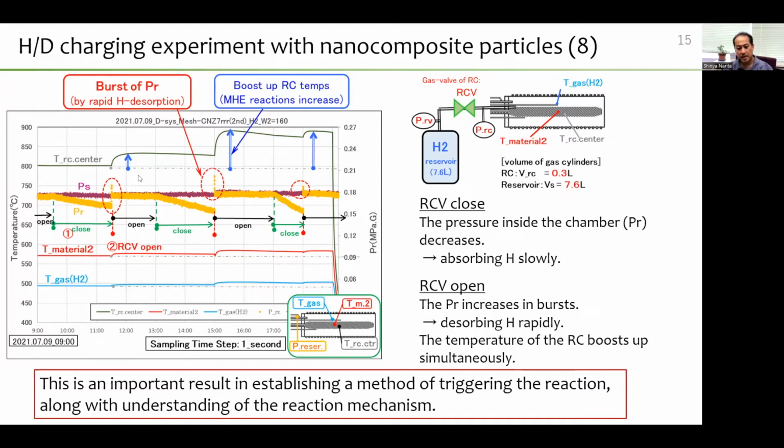So this is an important result in establishing the method of triggering the reaction, along with the understanding of the reaction mechanism.